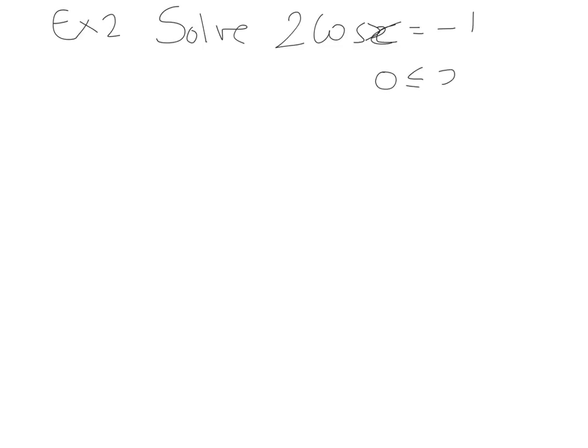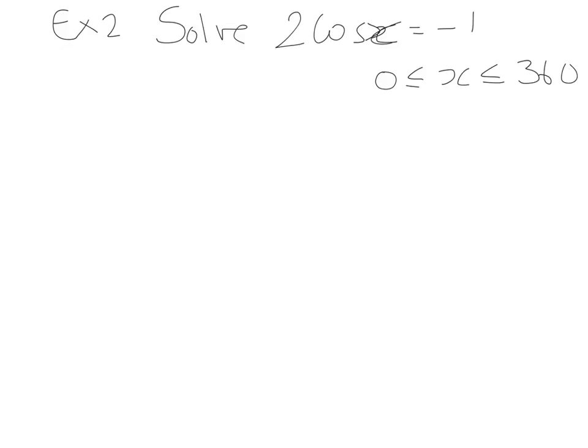Okay, so example 2, we're going to solve 2 cos x equal to minus 1. Oh, that's not a very good x. There we go. And our domain is going to be again between 0 and 360 degrees.